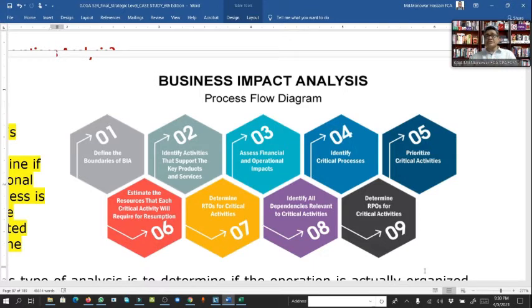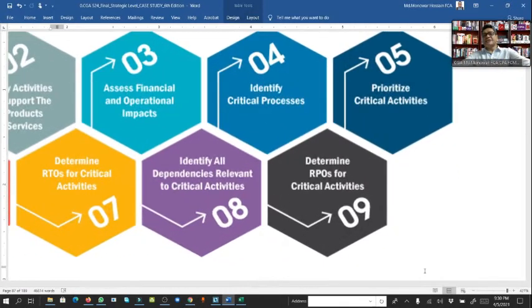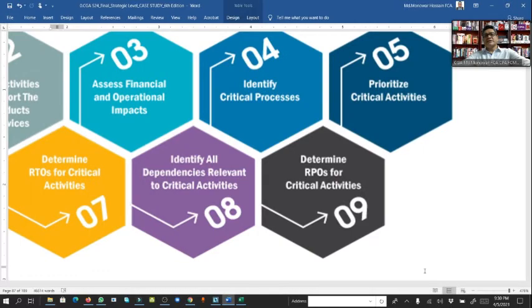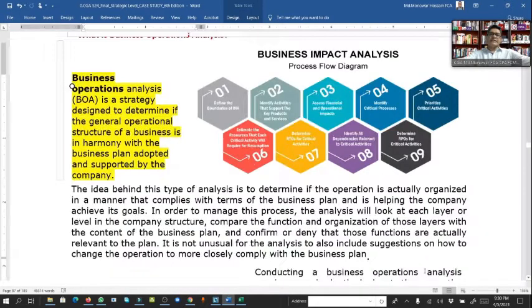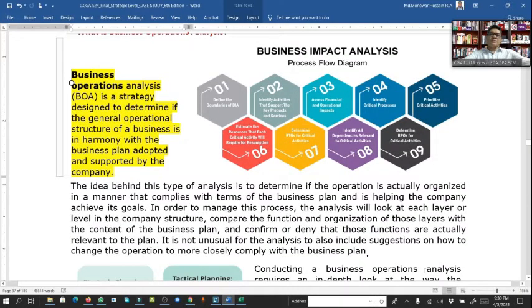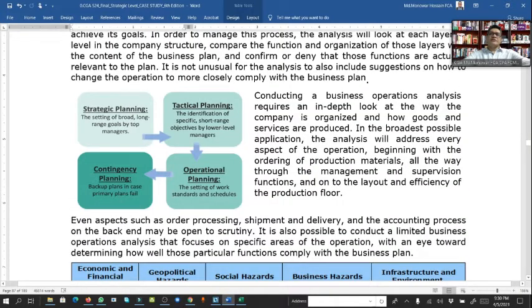We have to identify the critical activities, how we resolve them, and determine how we solve them, and again we have to do it. That type of work we can say, sometimes in this way.